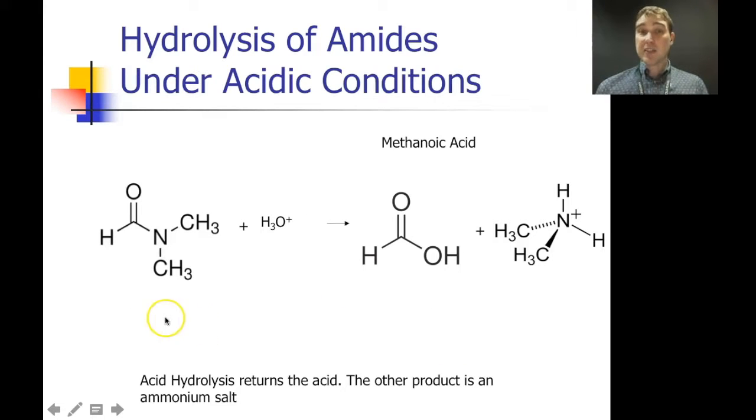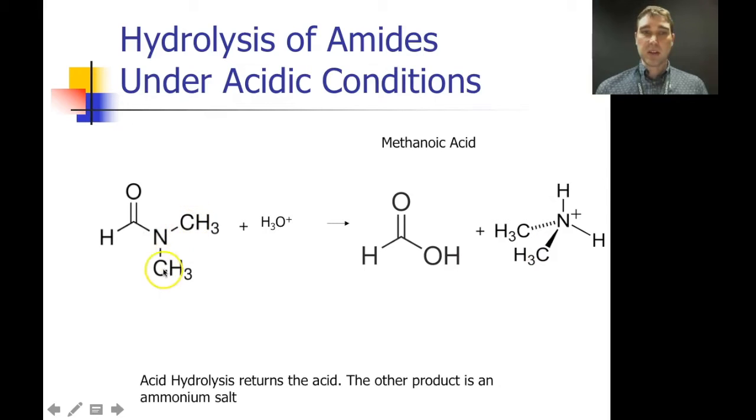So let's look at another example. Here we have this amide, so we've got a C double bond O-N. In this case, we've got two methyls attached to the nitrogen. So adding in our acid, in this case I'm not saying which specific acid it is, I'm just saying we've got hydronium ions going in. So under acidic conditions we return the carboxylic acid that we would have started with, so H, C double bond O, OH. In this case it's methanoic acid. And then you get your ammonium salt.